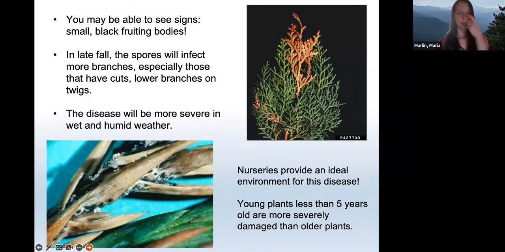They will especially fall on lower branches or anything that's damaged. That's going to be extra susceptible. Like a lot of fungi, the disease is going to be more severe in wet and humid weather. And sadly, nurseries provide a great environment for that, so something to be aware of if you grow junipers. And finally, young plants less than 5 years old tend to be more severely damaged than older plants.